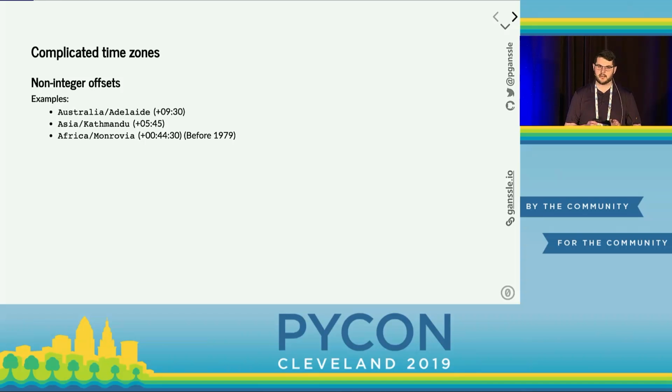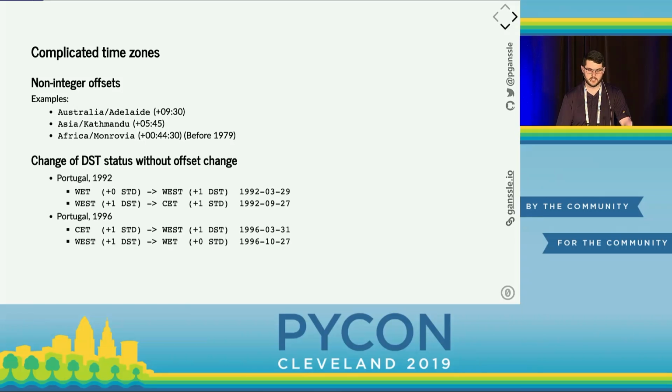who thinks that there's only like 24 time zone offsets and they're all just exactly 1 hour increments away from UTC. But if you go to Australia, there are places that are half an hour away, or in Southeast Asia, you'll see some places that are multiples of 15 minutes away. And historically, it wasn't even true that time zones had to be an integer number of minutes away. In Liberia, before 1979, they were 44 minutes and 30 seconds ahead of UTC.